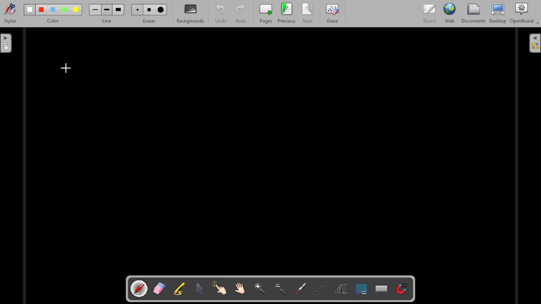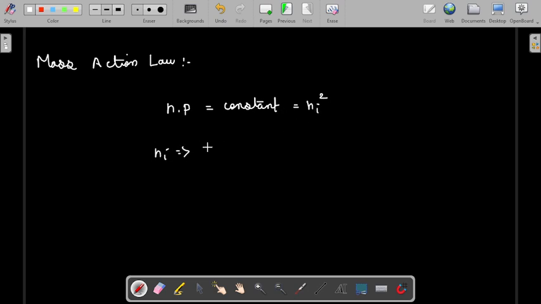So continuing to this, mass action law is one of the important properties in the extrinsic and intrinsic semiconductor. What the mass action law states is that the product of free electron and hole concentration in a given semiconductor, it's not Hp, this is np, the product of n into p, is equal to a constant value at a constant temperature, and it's always equal to Ni square, where Ni is the intrinsic carrier concentration.